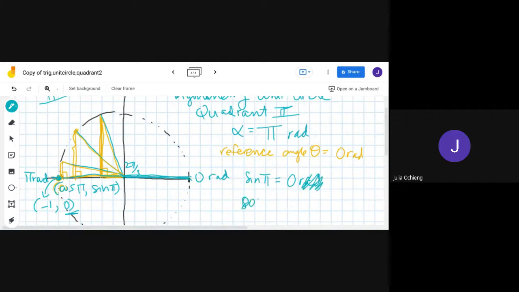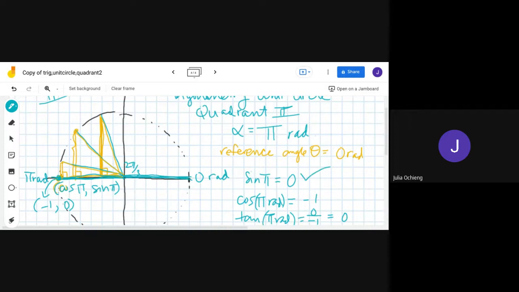The cosine of pi radians is going to be -1 because the x value at that coordinate is -1. And the tangent of pi radians is going to be opposite over adjacent, or y over x, which is 0 over -1, which equals 0. Notice in this case tangent is not negative, but that's because it's not technically in the second quadrant, it's just bordering the second quadrant.